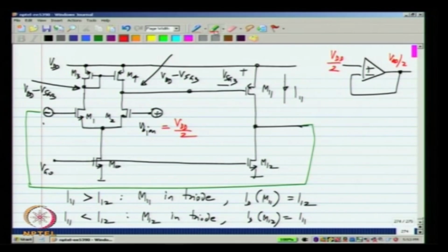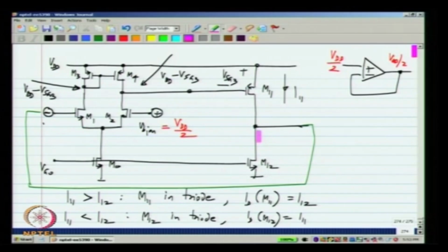Now, clearly the currents in M11 and M12 have to be equal to each other. That is just from Kirchhoff's law here. And also, if this is around VDD by 2 and this is VDD, both transistors will be in saturation region. You imagine large VDD. So, the VDS of M11 and M12 are very large. So, they will be in saturation region.